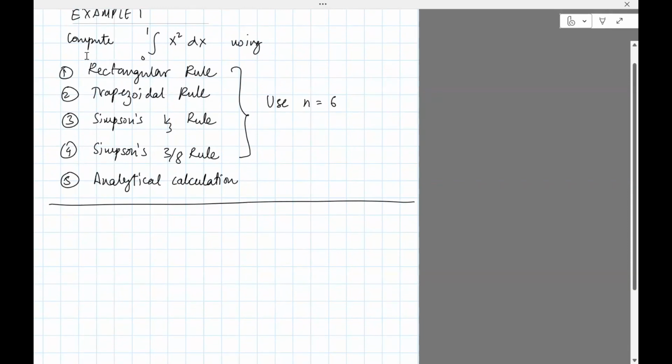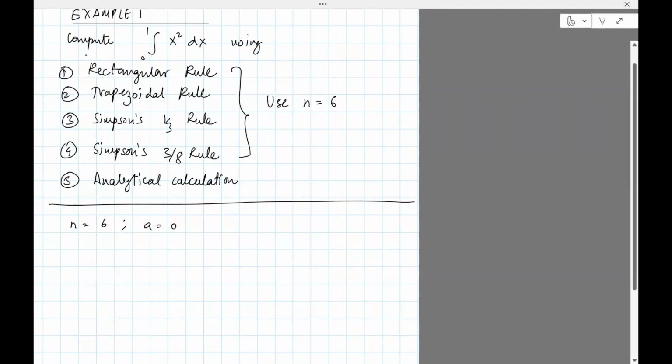Yeah, so I think the best way to do this by hand is to actually create a table for X and F, and that way we can just pick whatever we need from the table. So I'm going to make a table. Before that, let's figure out what the step size of the grid points would be.